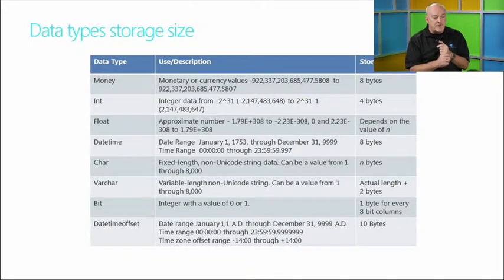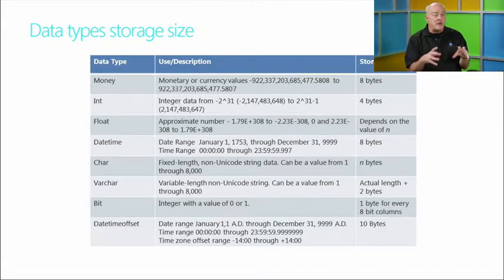Here's an example of some of the different data types and their storage. For instance, as you can see, the int, short for integer, can store a number from minus 2,147,483,648 to plus 2,147,483,647. So it's 2 to the 31st if you look at it that way. Char, for instance, is fixed length, non-Unicode data, any value from 1 to 8,000 characters. The bit and the datetimeoffset we talked about already.